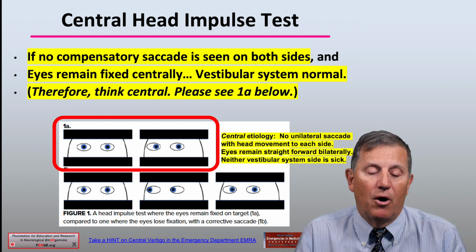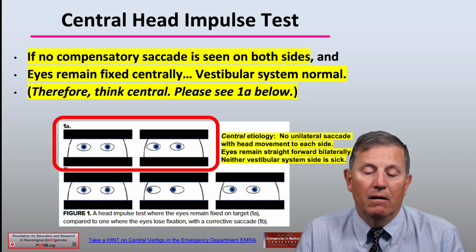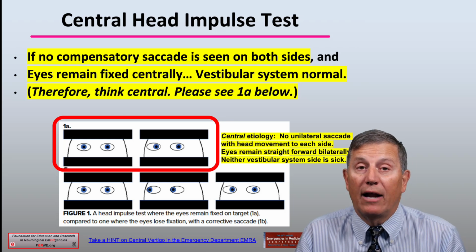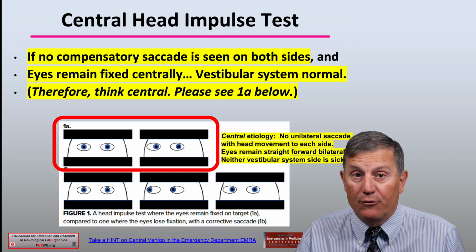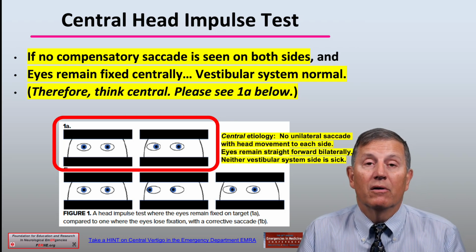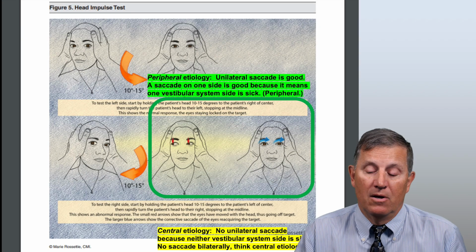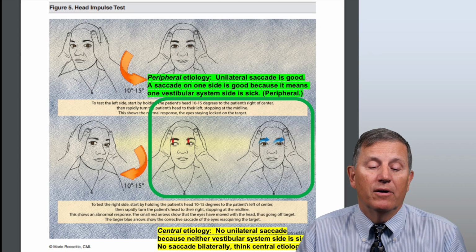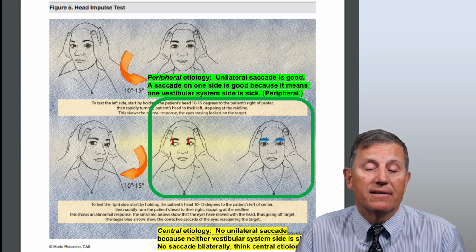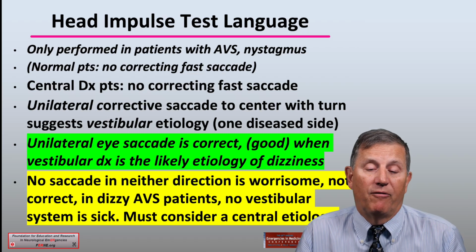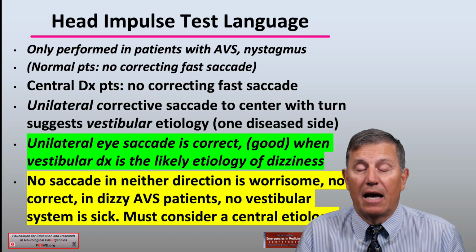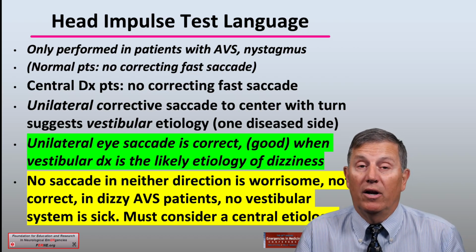So on this head impulse test, a central etiology again is suggested when there is no unilateral saccade observed on either side, suggesting no dysfunction in either vestibular system. So from the timing and trigger monograph, we come then to the language that discusses the head impulse test. Again, it's performed in patients with acute vestibular syndrome, continuous, present at the time of evaluation, with some component of nystagmus.